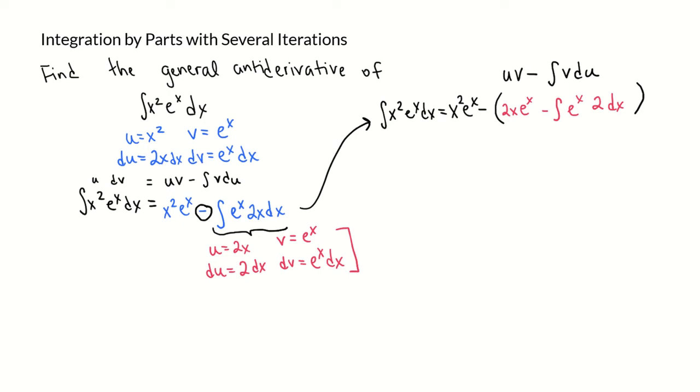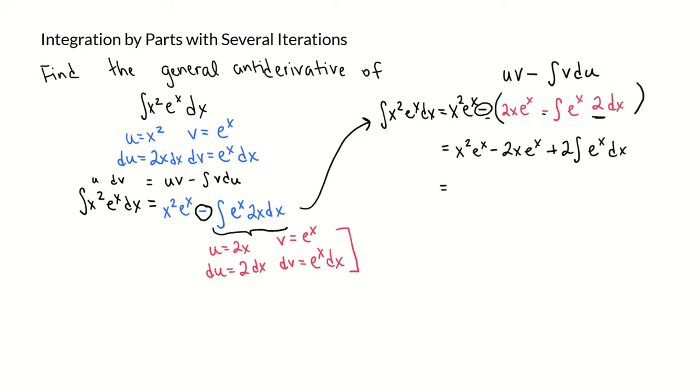Let's simplify this a little bit. We get x squared e to the x. I'm going to go ahead and distribute this negative to both pieces. So minus 2x e to the x minus negative, so plus e to the x times 2 dx. I'm going to go ahead and pull that 2 in front of the integral. So we just have e to the x dx.